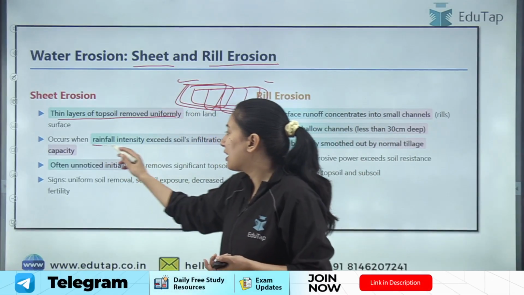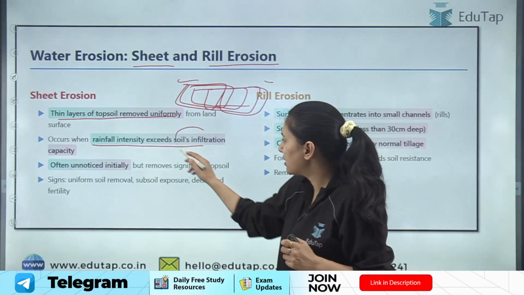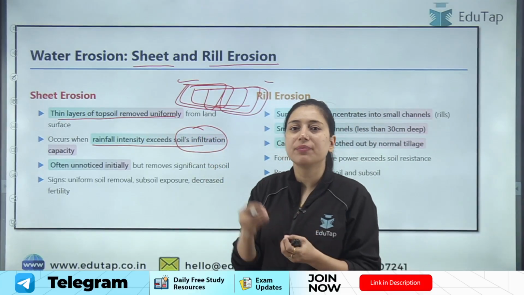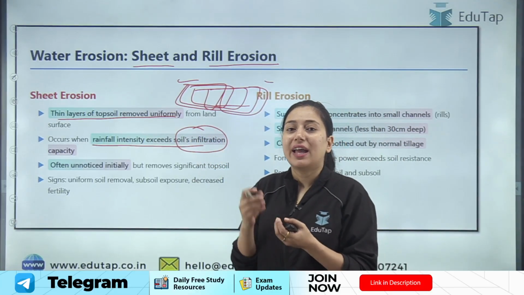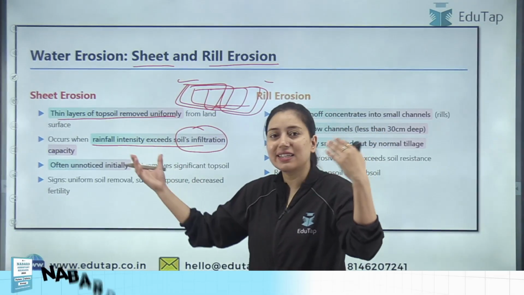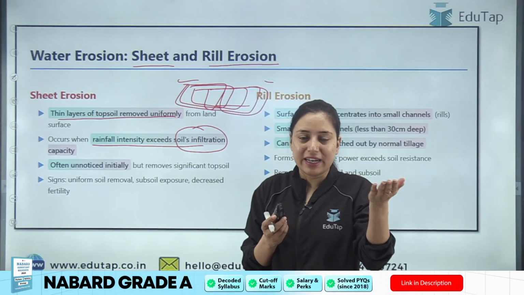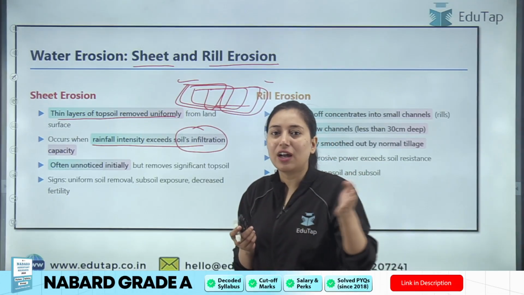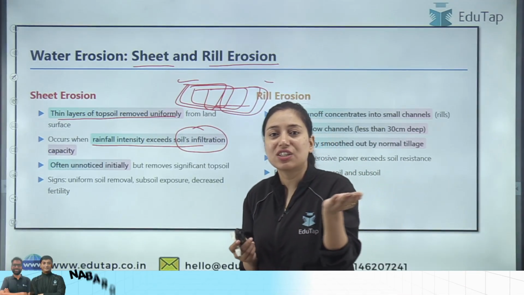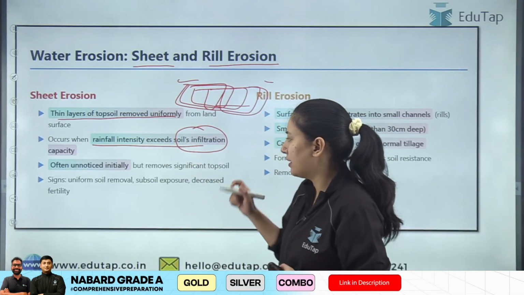Okay, it occurs when rainfall intensity exceeds soil infiltration. What is soil infiltration? It is the entry of water into the soil. But if the rainfall intensity is very high and soil infiltration is less, what will happen? This rainfall will lead to surface runoff. Along with this surface runoff, the entire sheet of soil will be removed, right? So this is the sheet erosion.